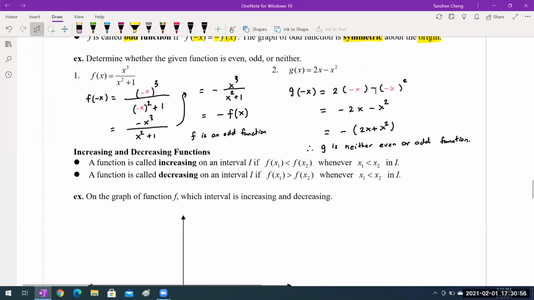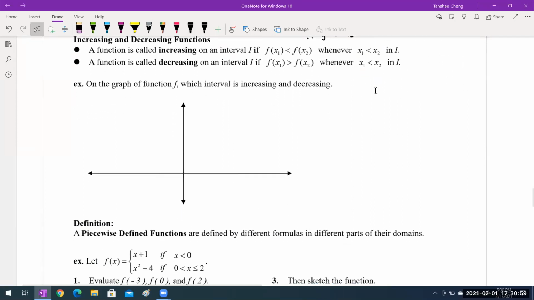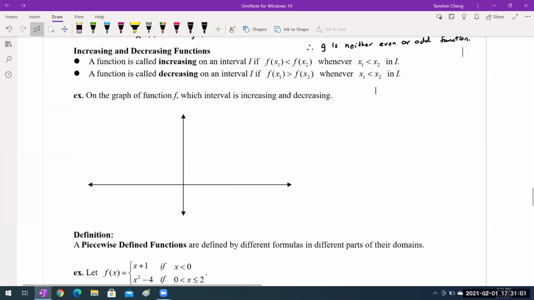Now going into increasing and decreasing functions. This is basically the definition from the algebra class. Once we get into using techniques of calculus, it will make it a lot easier and clearer to determine which intervals of a function are increasing or decreasing. A function is called increasing on a certain interval I if the y value is increasing steadily as x increases. That's what this inequality means.